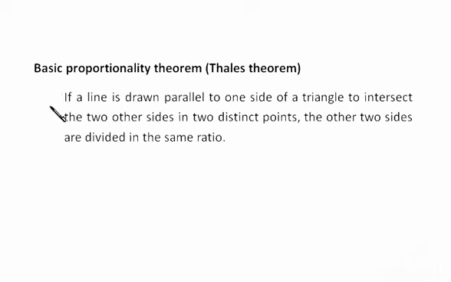Now we discuss the basic proportionality theorem, or we can say Thales theorem. If a line is drawn parallel to one side of a triangle to intersect the two other sides at distinct points, then the other two sides are divided in the same ratio. That is Thales theorem, or basic proportionality theorem.